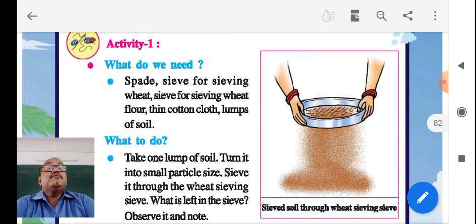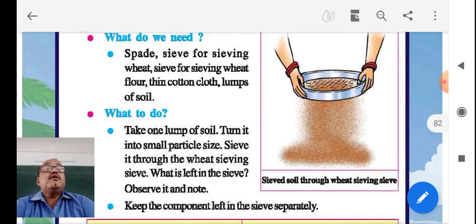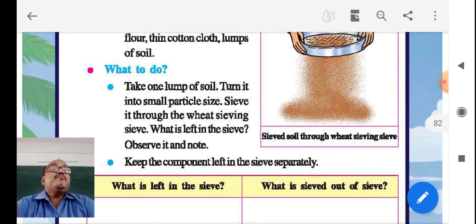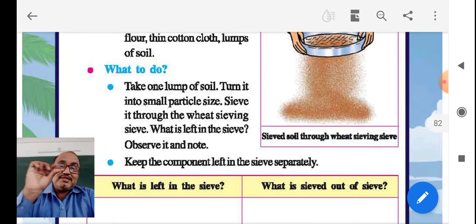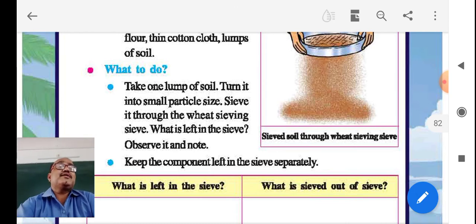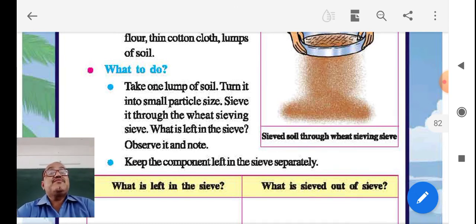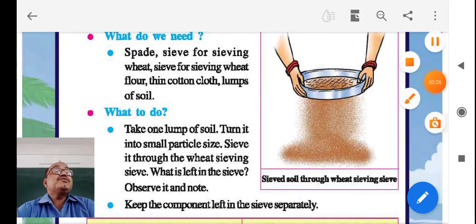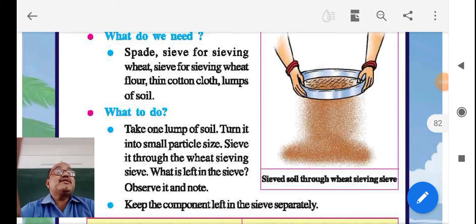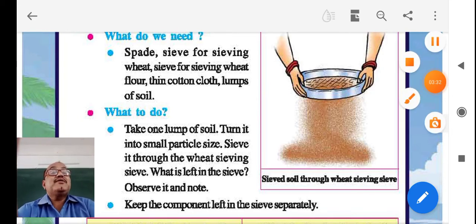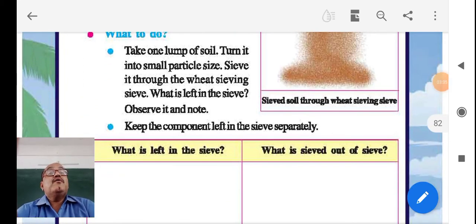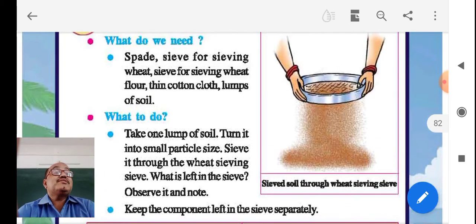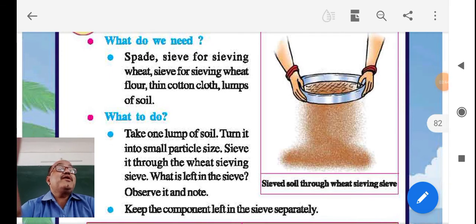We need a spade, a wheat sieve, flour, a thin cotton cloth, and a lump of soil. Take a lump of soil and turn it into small particle size. Sieve it through the wheat sieve, observe it and note it down. When you sieve it, the small fine particles remain down. Then you can see that only big particles are remaining up.